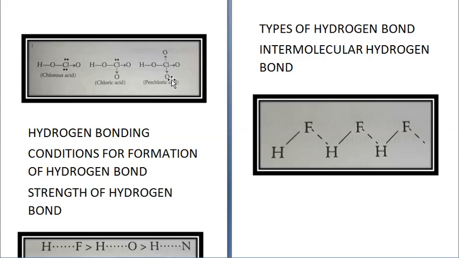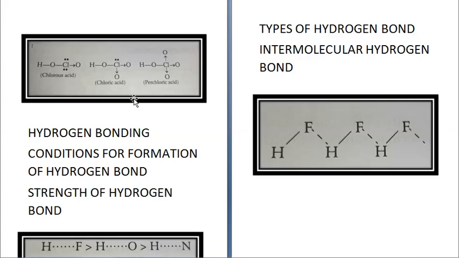All the 3 pairs of electrons for coordinate bond formation are being donated by chlorine. So see, one here, and the other here. So this is in case of perchloric acid. So this is coordinate bond.